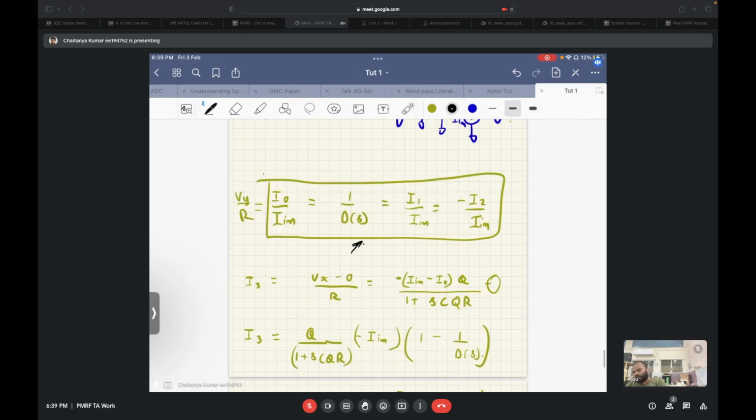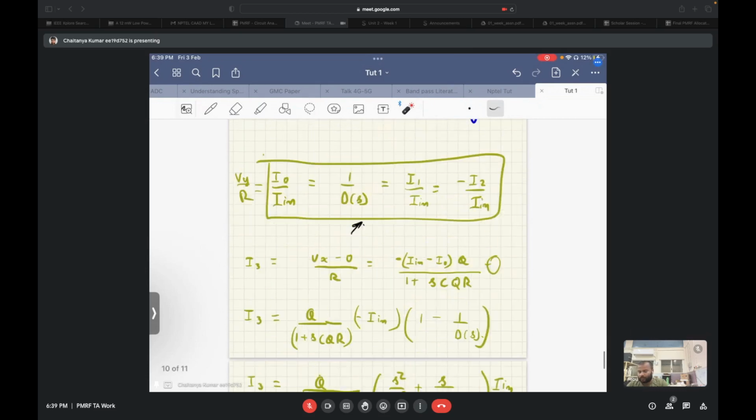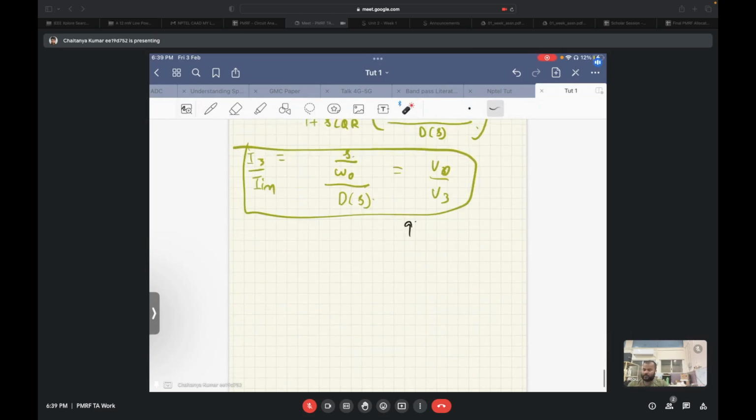So basically, we see that the noise from V1 and V2 are low pass in nature, while the noise from V3 and V4 are band pass in nature. If we analyze the circuit and try to find the actual noise, we will see the noise from these two resistors will dominate as compared to the noise from these two resistors at low frequencies. So this was a low pass filter.